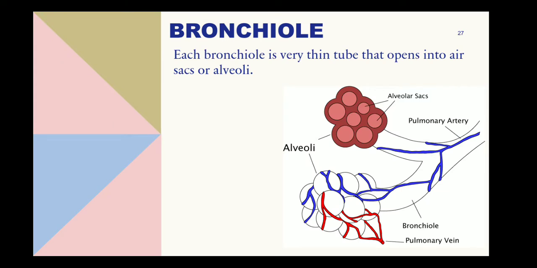Now what is a bronchiole? Each bronchiole is a very thin tube that opens into air sacs or alveoli. So these tiny bronchioles enter the tinier alveolar sacs, and these sacs are full of alveoli, very thin walled sacs. They are very thin walled and they are covered with blood vessels.